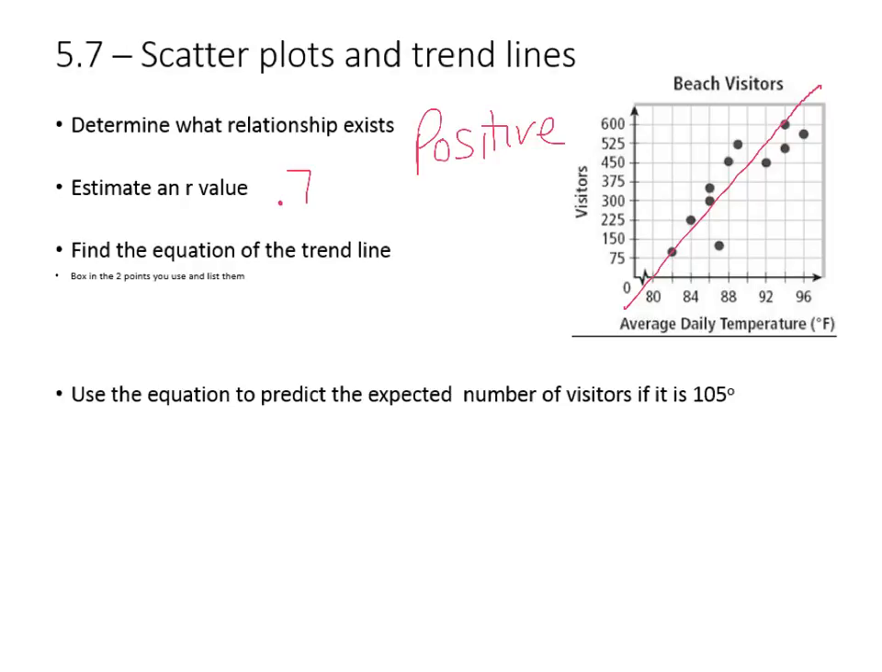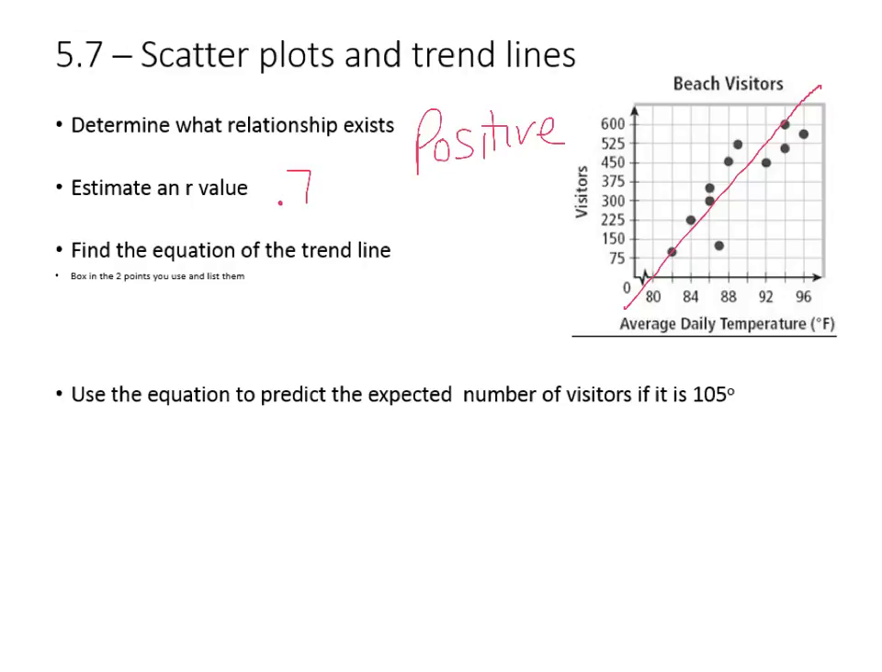Okay, find the equation of that trend line. Now, what you're going to do is draw that trend line in there. And then you have to pick 2 clean grid points. These are not necessarily points from the scatter plot, but they're points that cross the grid lines nicely.